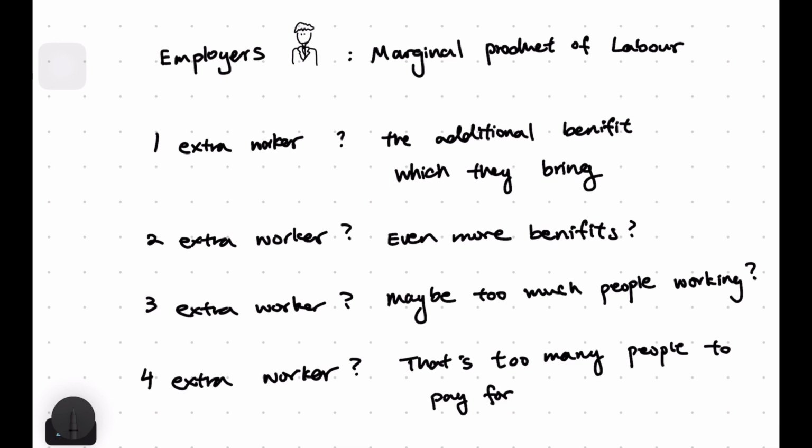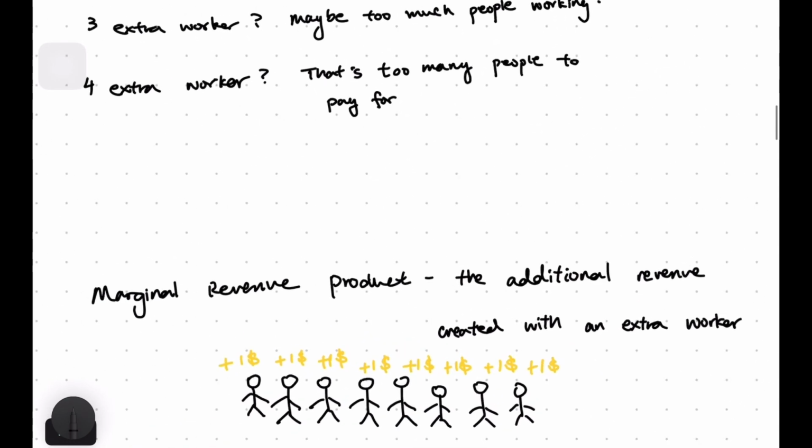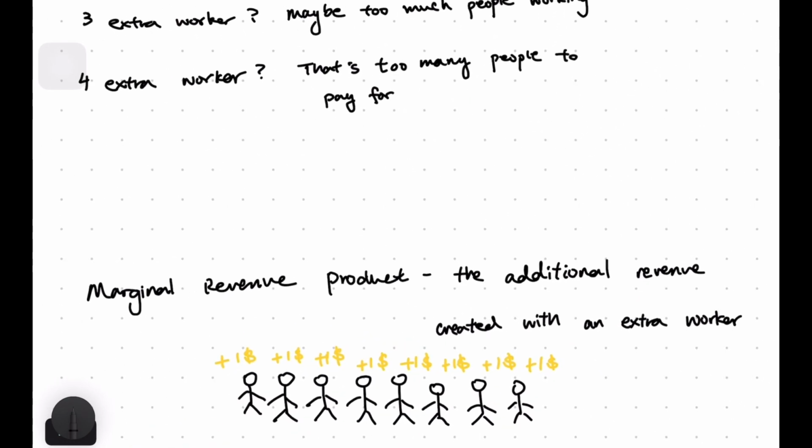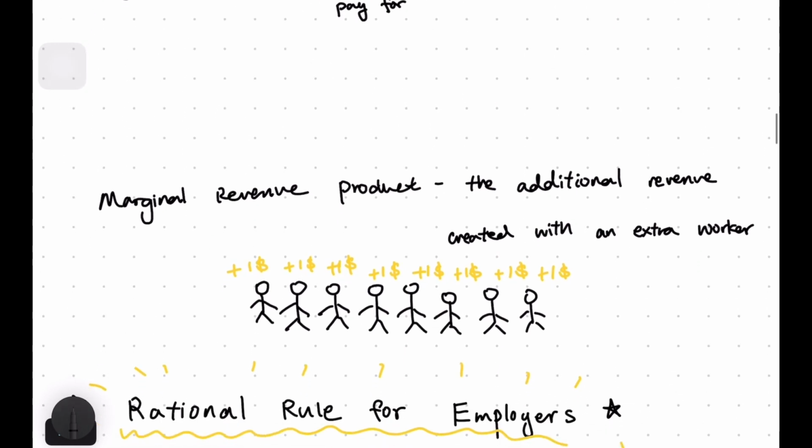Furthermore, the marginal revenue product is a concept in economics that measures the additional revenue generated by a firm when it hires one additional unit of labor, while holding other inputs constant. It represents the change in the firm's total revenue that occurs when it hires one additional worker.